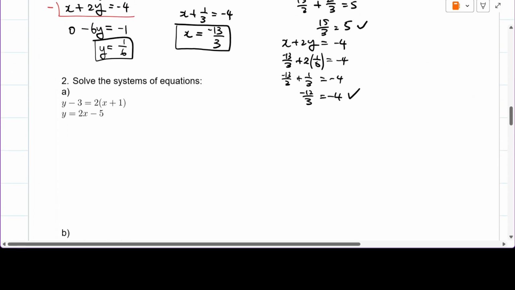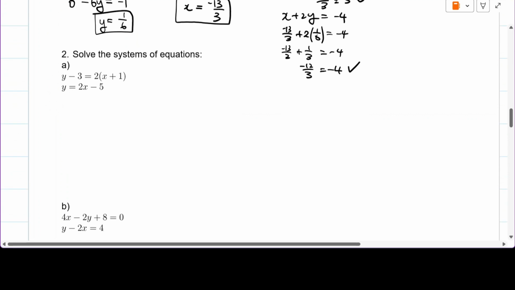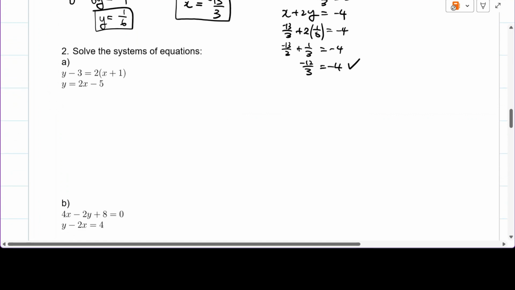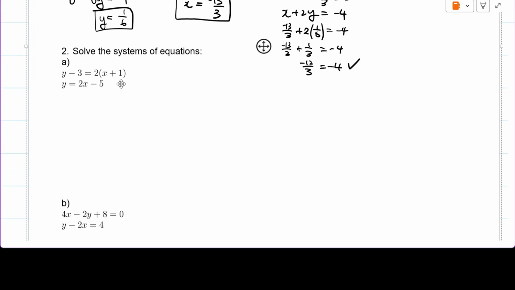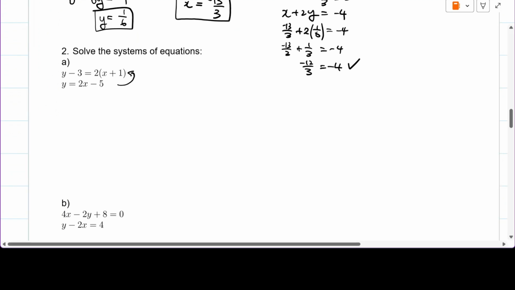Let's move on to question 2. Once again, we're solving systems of equations. For the first part, once again, I can choose whether I want to use the elimination method or the substitution method. But I'm going to use substitution once again because I want to. If I look at the second equation, the variable is already isolated for me. So let's plug the second equation into the first equation.